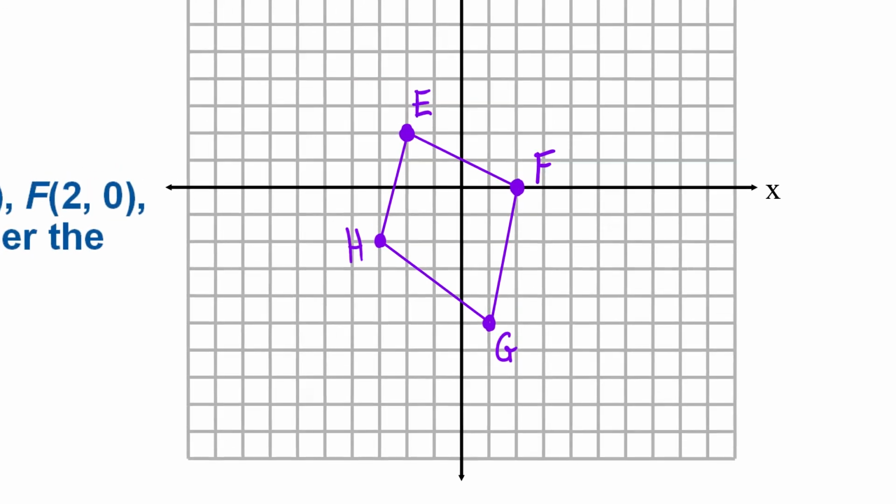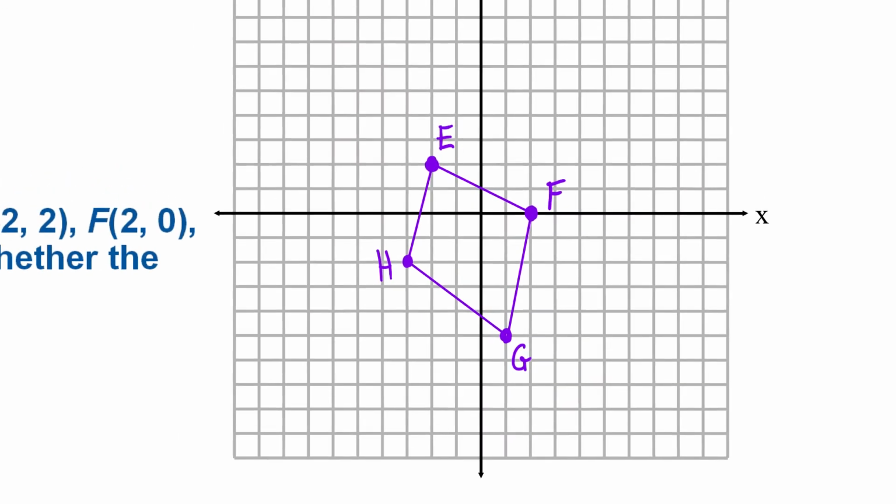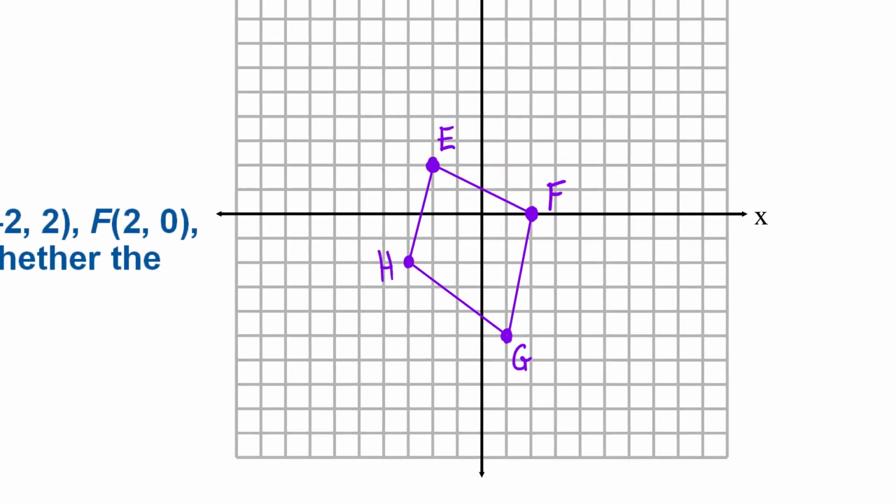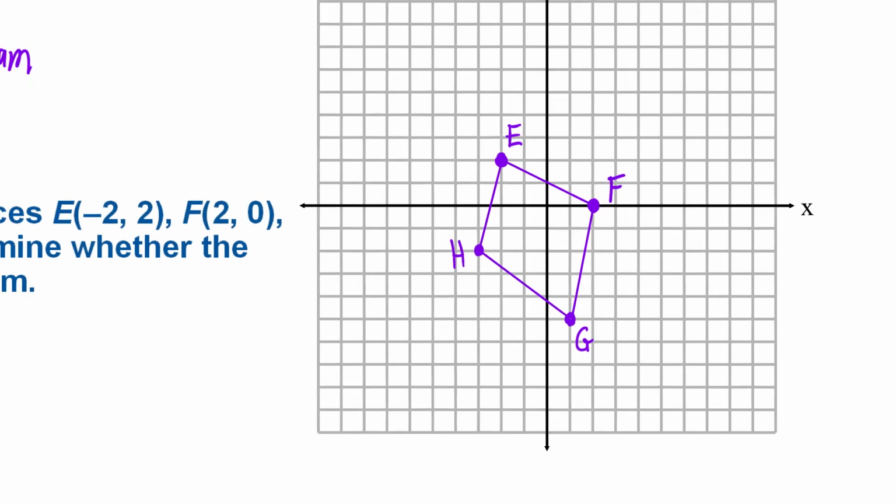Okay, so that's what it looks like with those points plotted. Does this look like a parallelogram? No, it does not look like a parallelogram to me, so it should be pretty easy to prove. These two sides look like they're maybe kind of close, but it's pretty obvious to me when I look at this that this one and this one are not parallel. So we're going to test that though. We're going to count the slope real quick.